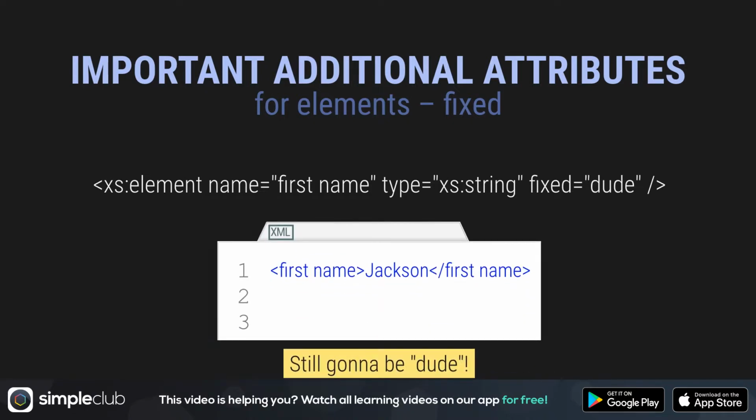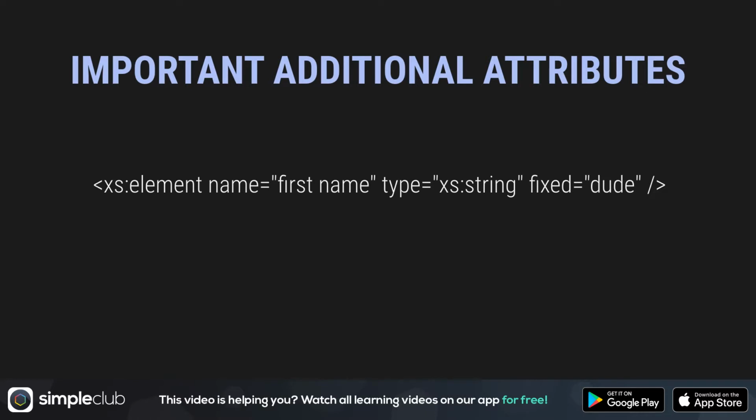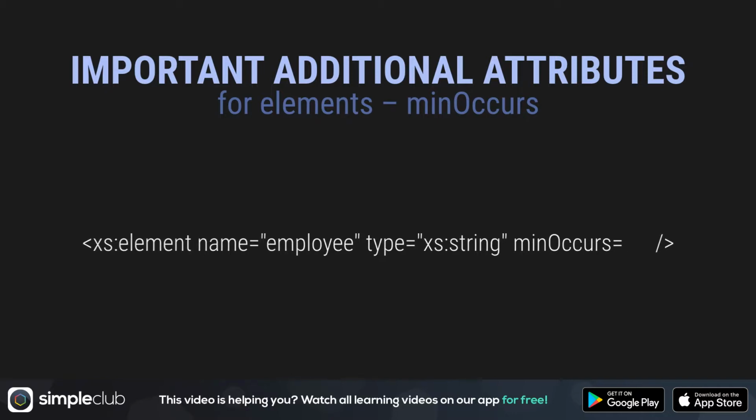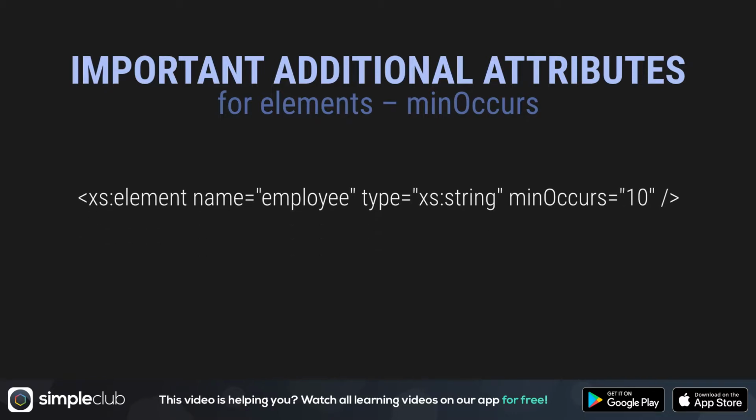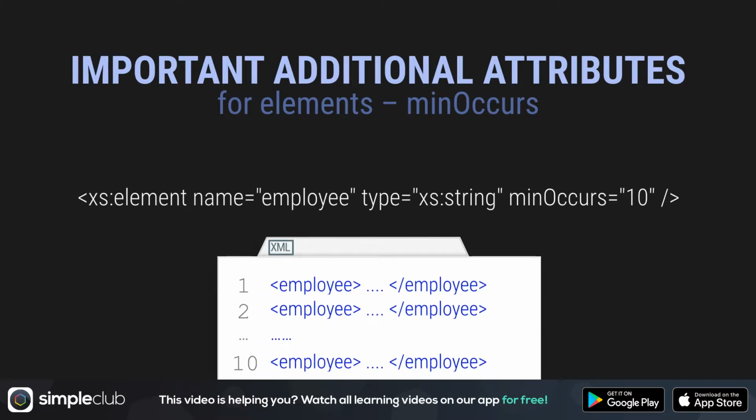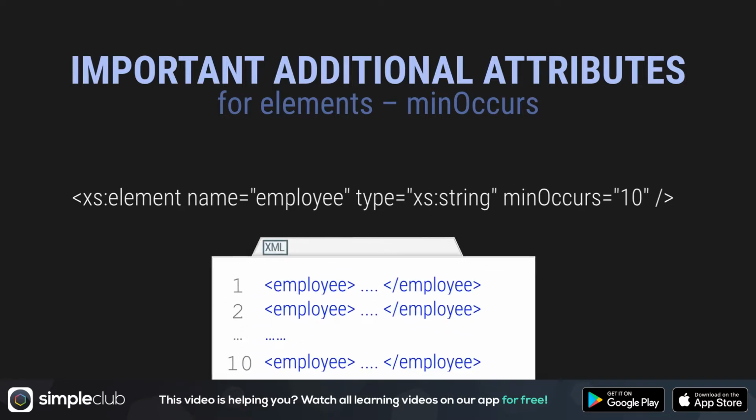Now of course, we can also specify how often the tag's supposed to appear. One way we can do this is by using the attribute min occurs. Min occurs says how many times a tag has to occur in an XML. In our XML document here, the employee tag has to be used at least 10 times. Jay thinks he needs at least 10 employees if he wants his company to actually be able to do anything.